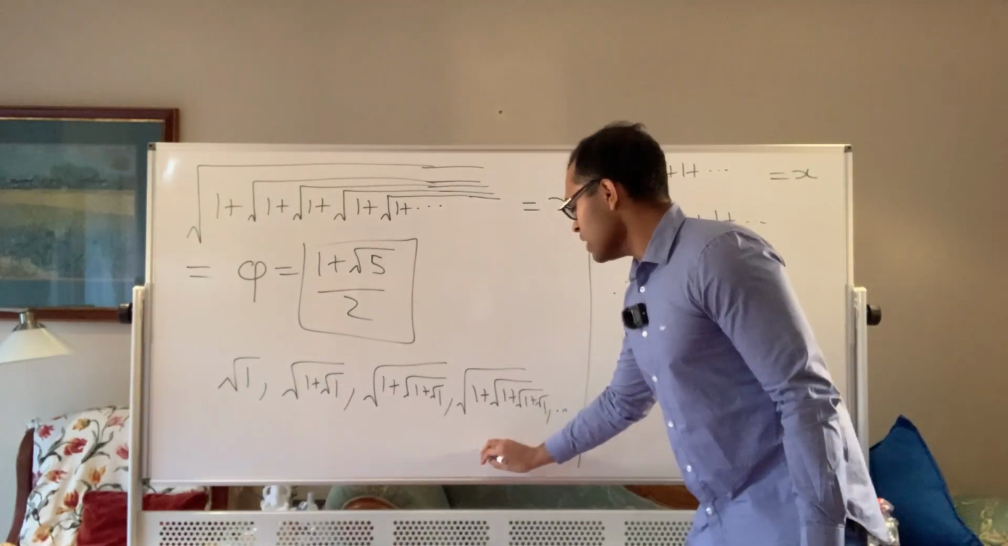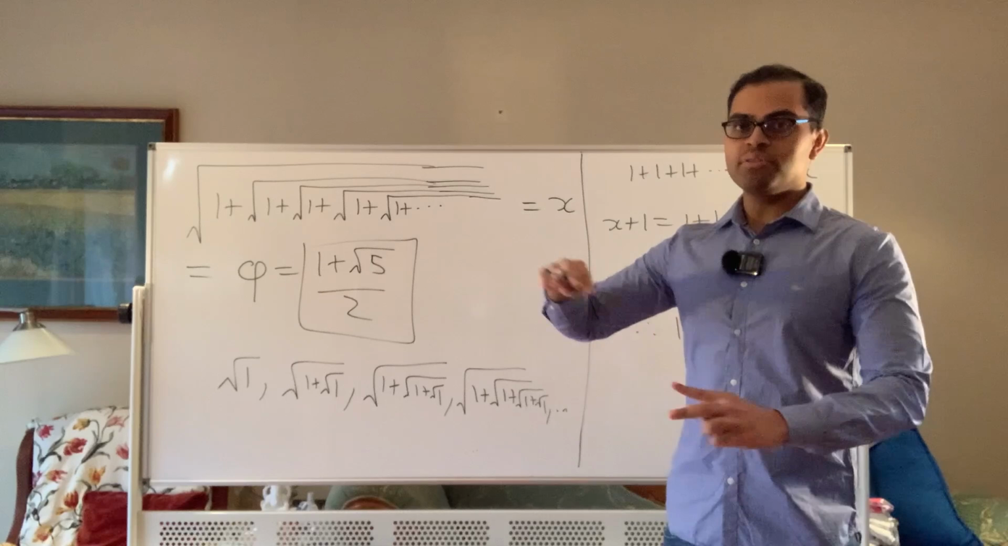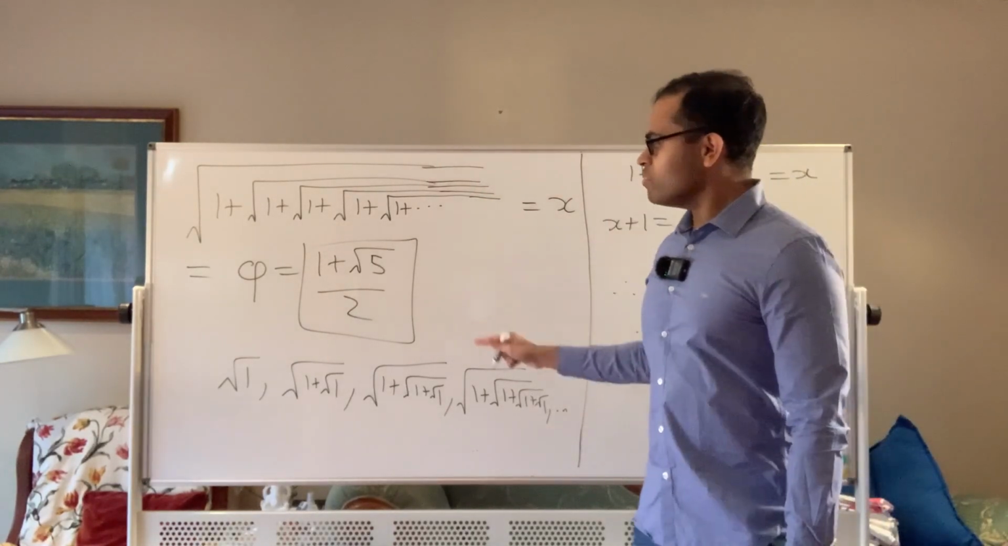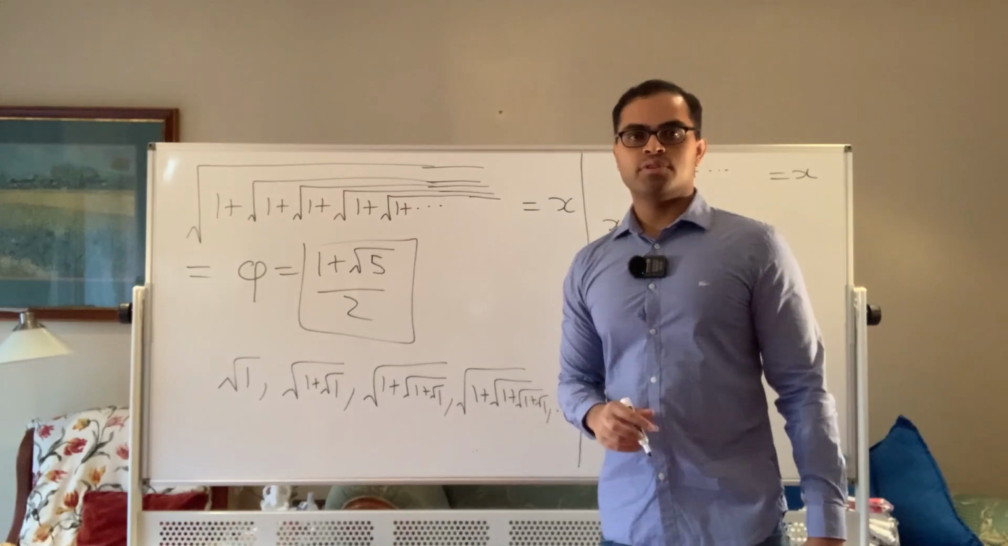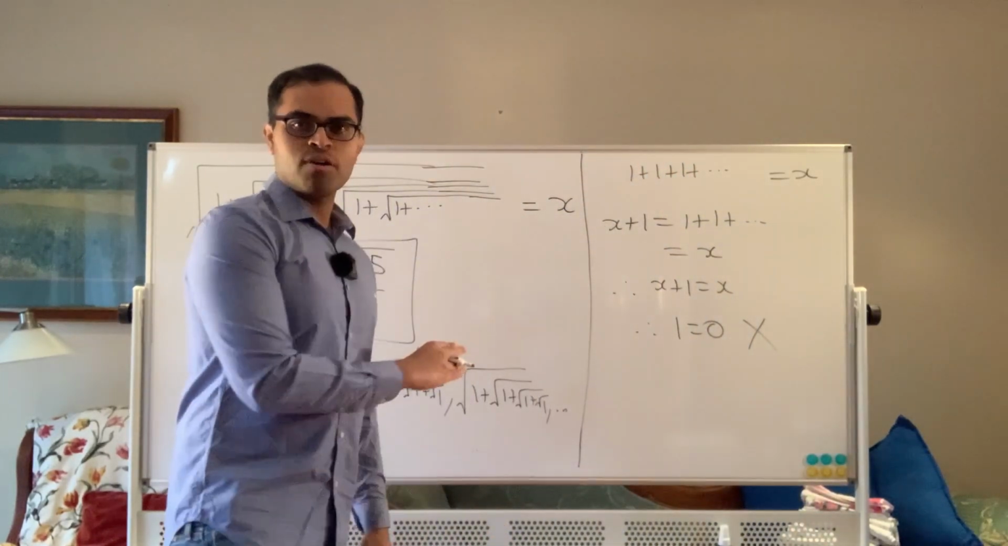Eventually, this number is going to approach something. And that's the question. Does it get really, really large? Or if it doesn't, then how do we know it approaches 1 plus square root 5 over 2? Okay, so that's going to be the question of this video. Drop a comment down below.